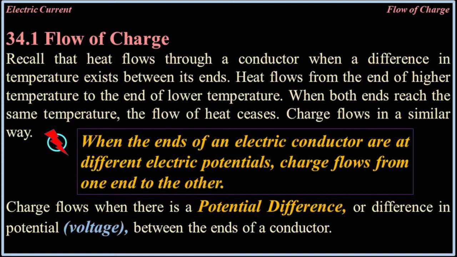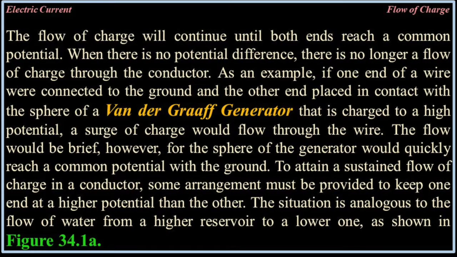Charge flows when there is a potential difference, or difference in voltage, between the ends of a conductor. The flow of charge will continue until both ends reach a common potential. When there is no potential difference, there is no longer a flow of electrons through the conductor. As an example, if one end of a wire were connected to a ground and the other end placed in contact with a sphere of a Van de Graaff generator that is charged to a high potential, a surge of charge would flow through the wire.